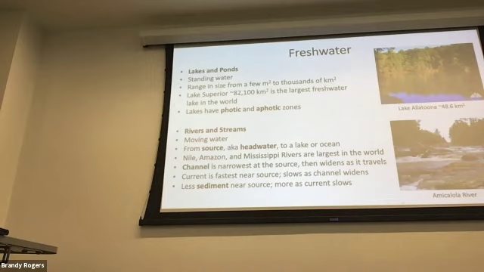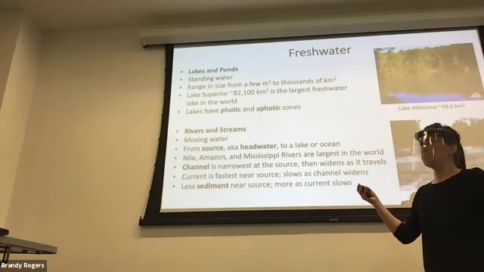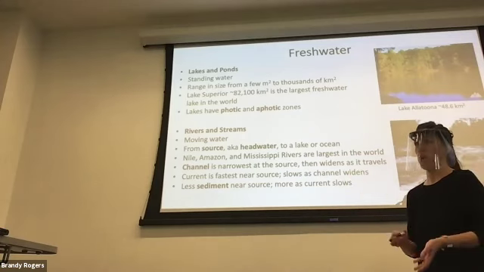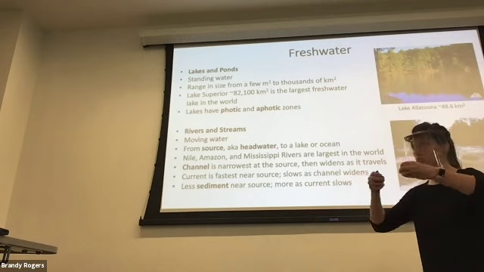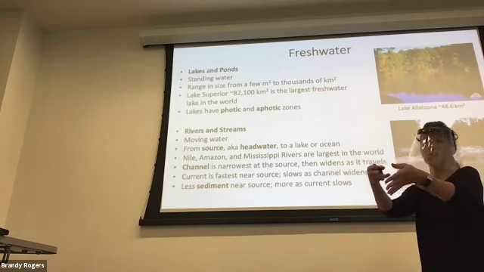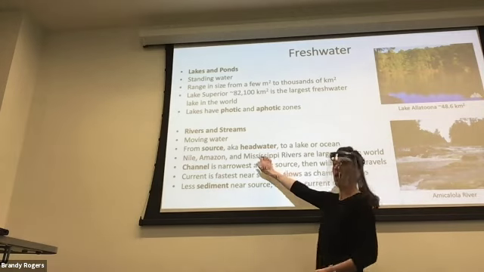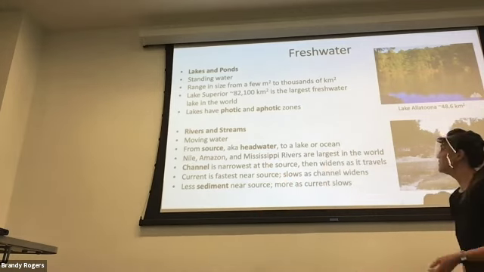Rivers and streams, again, are moving water coming from a headwater, which is the source of the water. Usually it's collecting rainwater that's trickling down in tiny little rivulets until you hit little streams and creeks that then join up into larger bodies of water that get bigger and bigger as they flow towards their mouth. So you've got the Nile, Amazon, and Mississippi as the largest in the world. We actually brag about one of those here on our own home continent.